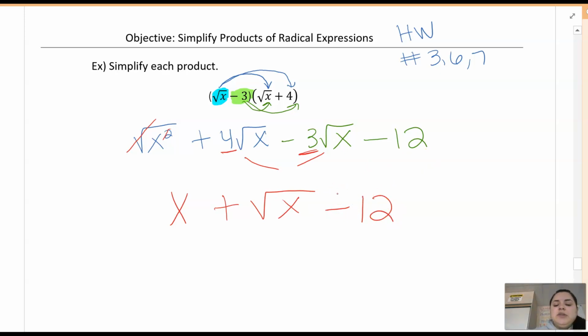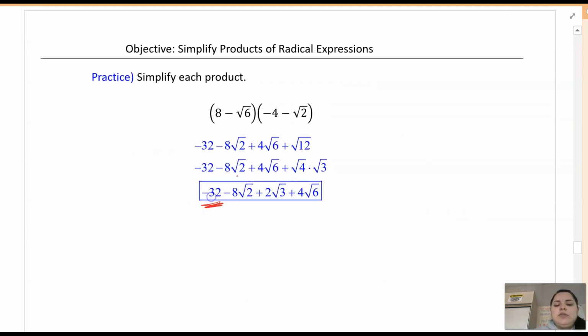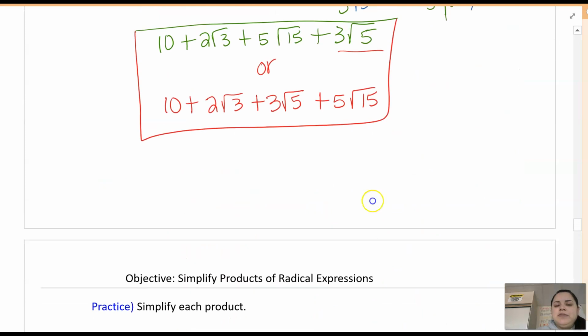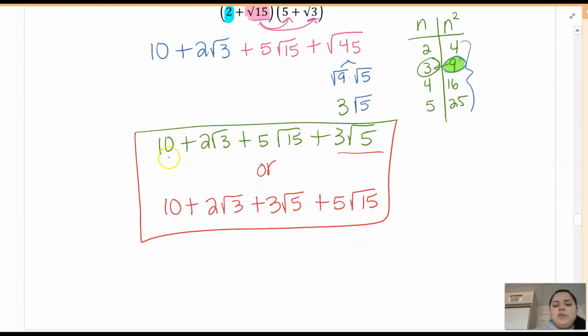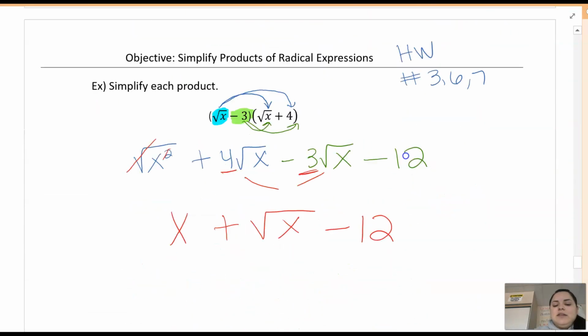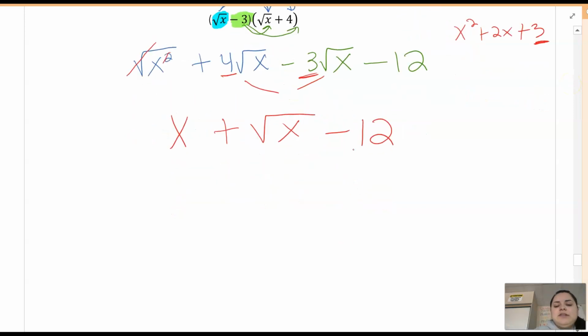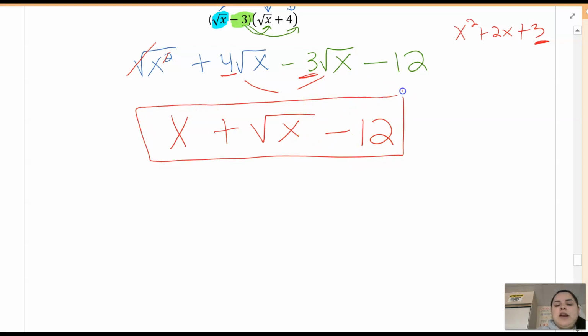Notice the difference between this one. Normally, we put the number in the front. Like these, we put the number in the front. Let me see if I find another one. Normally, again, we put the number in the front. But whenever we have variables like x's, the number goes at the end. Just like when we write x squared plus 2x plus 3, the constant goes at the end. Same thing. This negative 12 is going to go at the end. So then that's going to be your answer there.